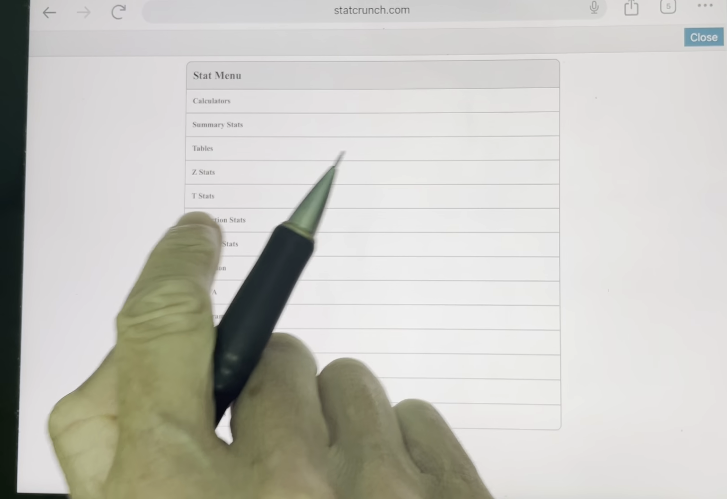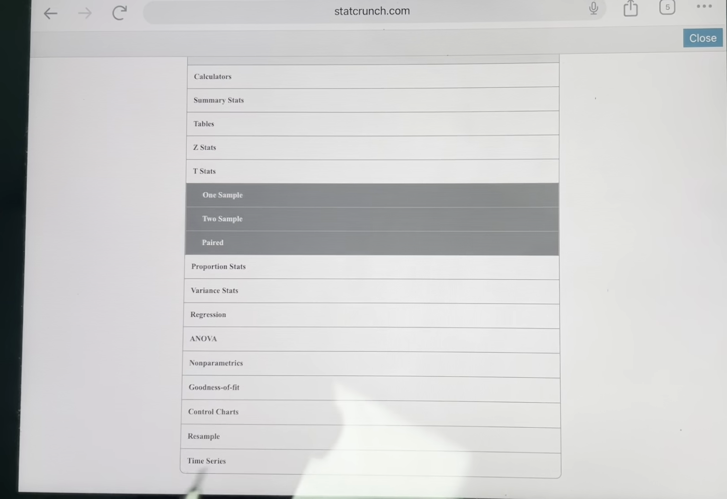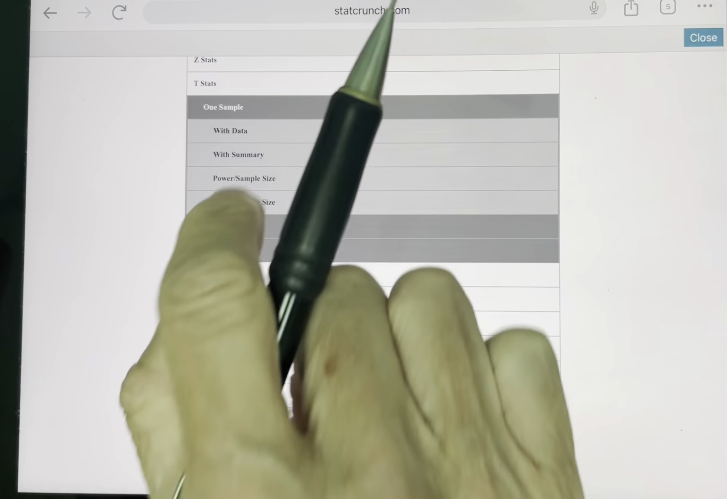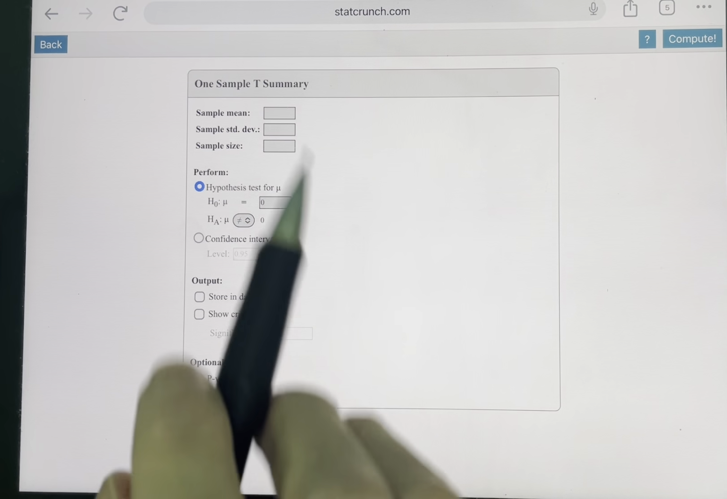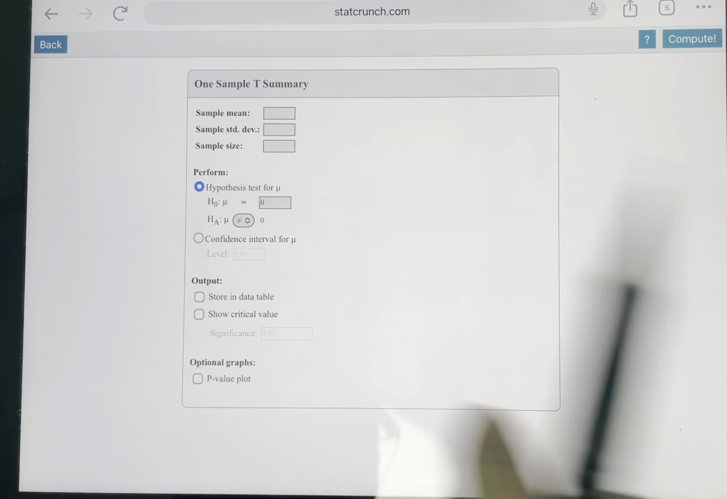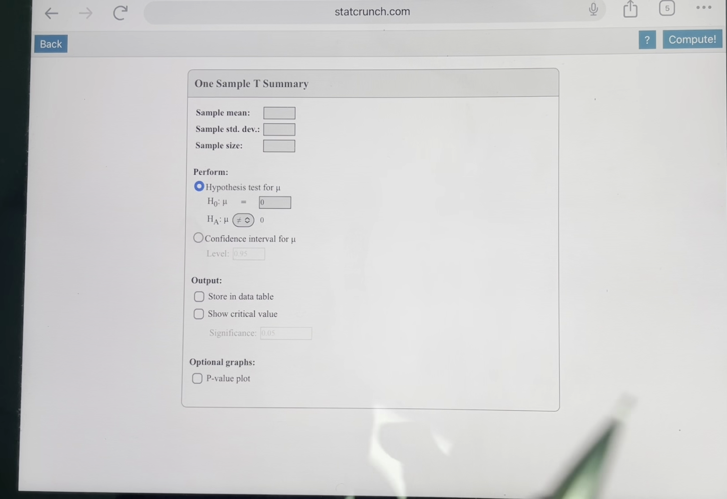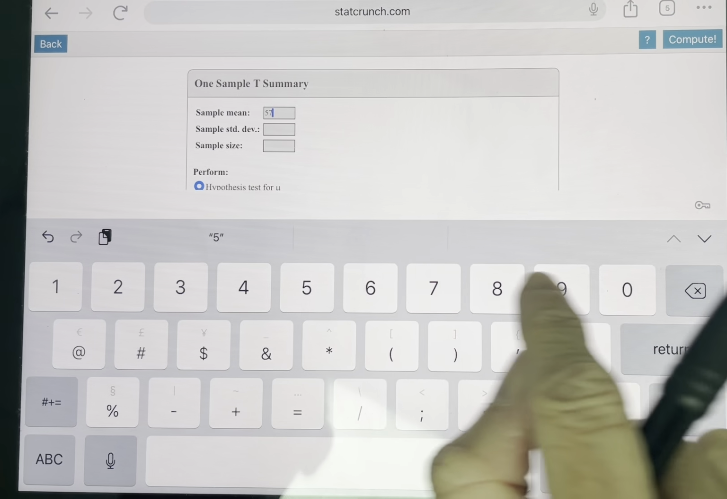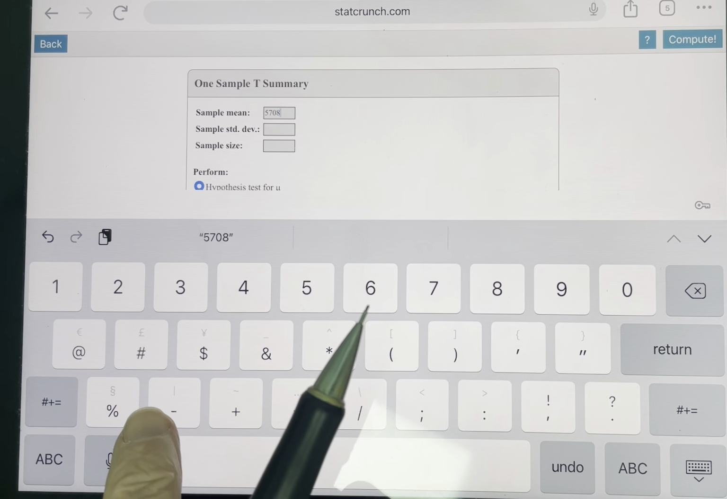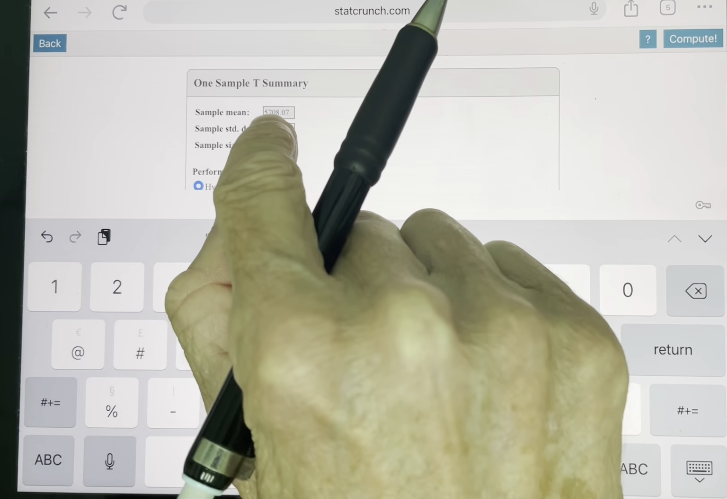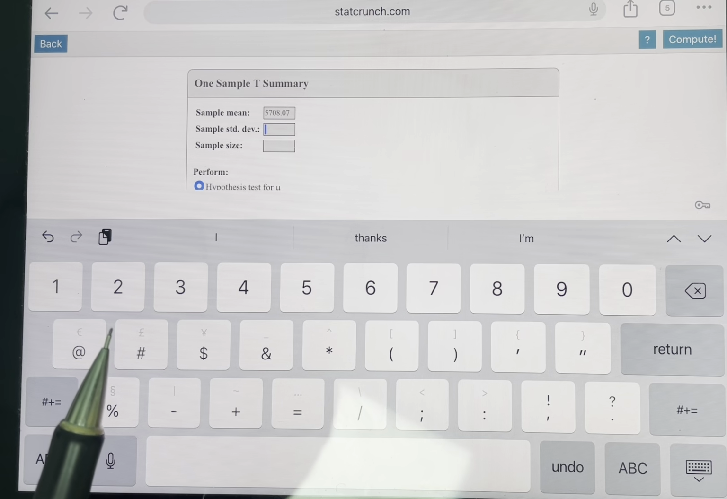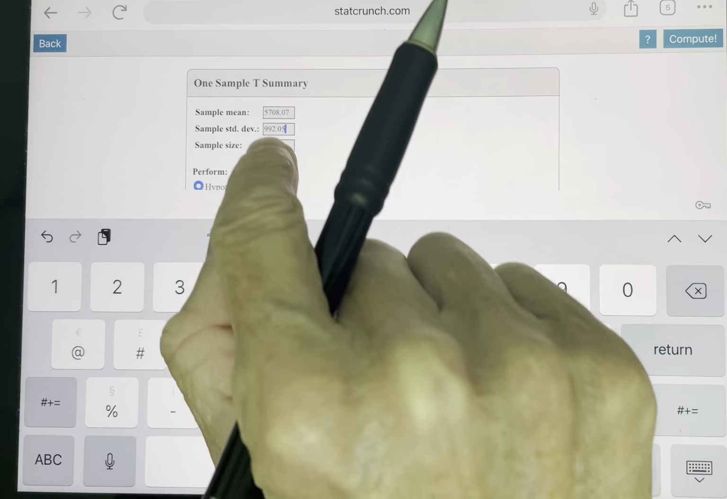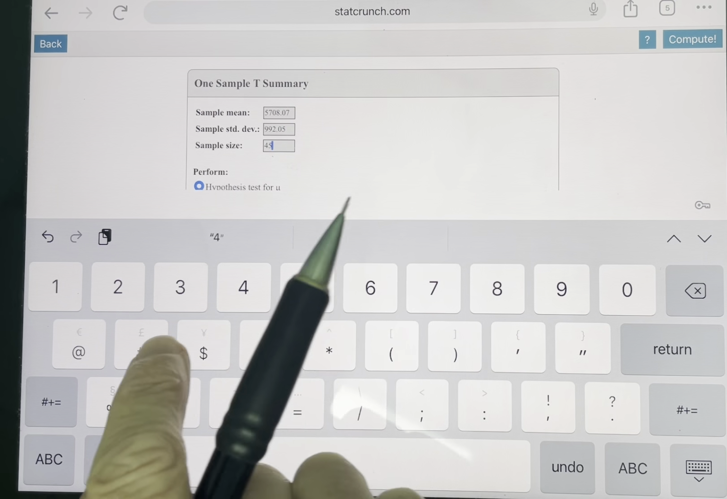Not calculators, T-stats right here. Okay, we're doing one sample. The data is already summarized, so with summary, and we need to put in the mean, the standard deviation, and the sample size, which is why I noted them. The mean was 5708.07. Our standard deviation was 992.05, and our sample size was 45.